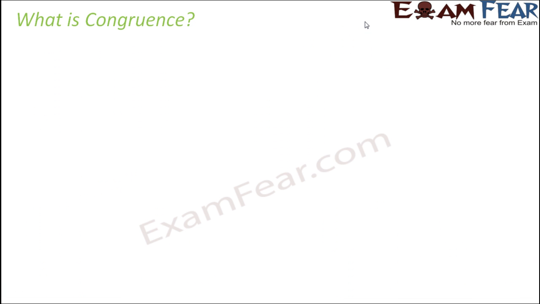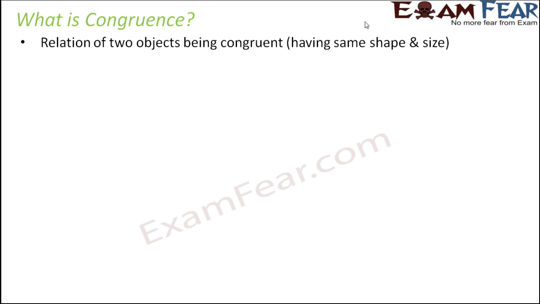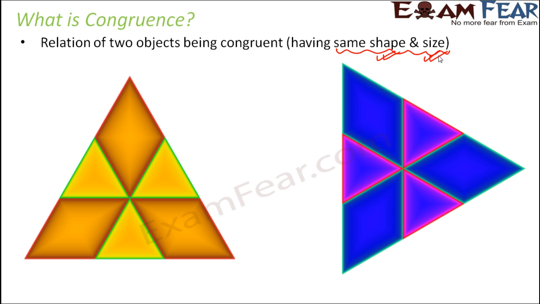So now let us see what is congruence. So let's formally define congruence. So it is a relation between two objects being congruent. So when two objects are congruent with each other, we call this relationship as congruence. That means they have same shape and size. So this is the criteria for two objects to be congruent.